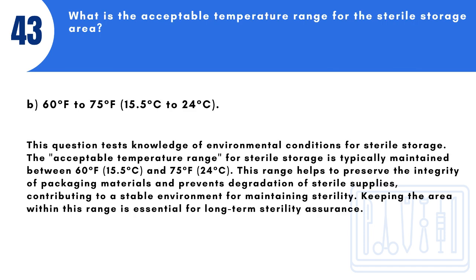Answer: B. 60 degrees Fahrenheit to 75 degrees Fahrenheit, 15.5 degrees Celsius to 24 degrees Celsius. This question tests knowledge of environmental conditions for sterile storage. The acceptable temperature range for sterile storage is typically maintained between 60 degrees Fahrenheit, 15.5 degrees Celsius, and 75 degrees Fahrenheit, 24 degrees Celsius. This range helps to preserve the integrity of packaging materials and prevents degradation of sterile supplies, contributing to a stable environment for maintaining sterility. Keeping the area within this range is essential for long-term sterility assurance.